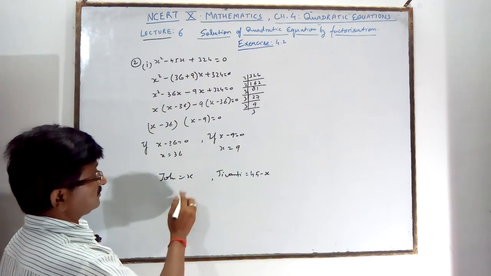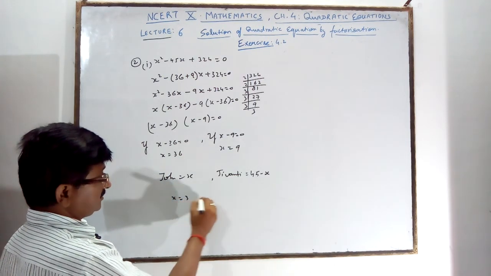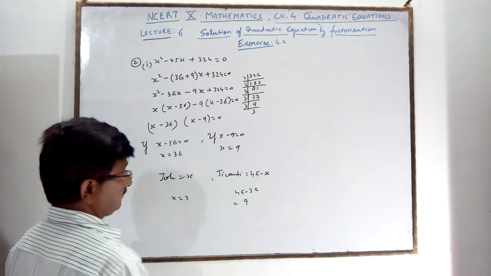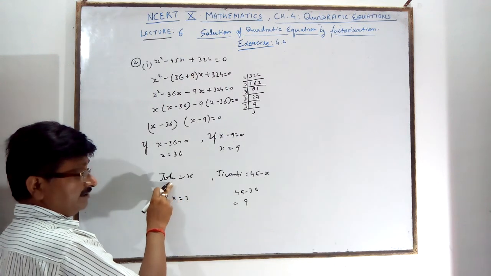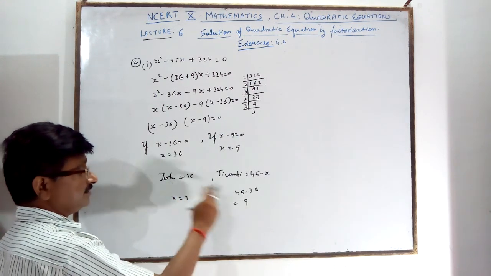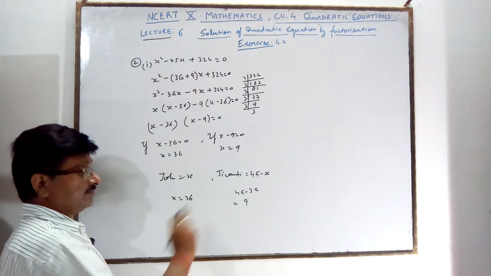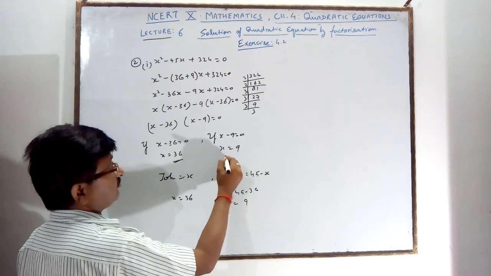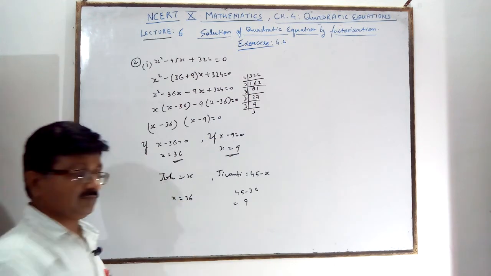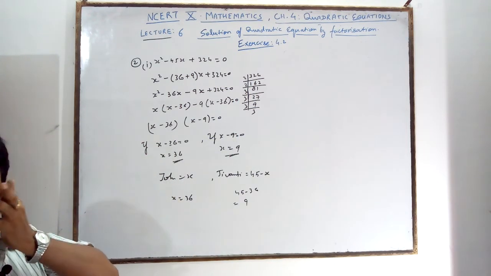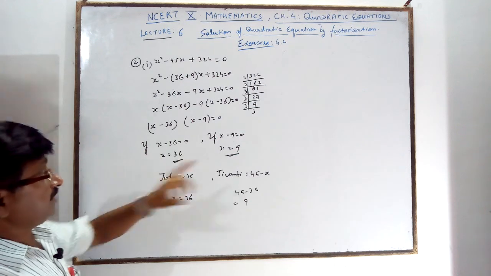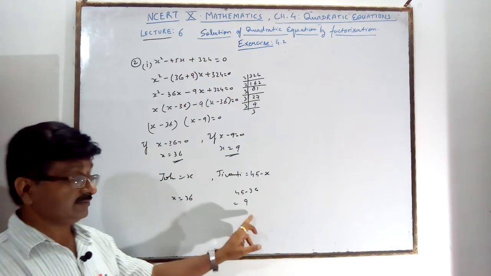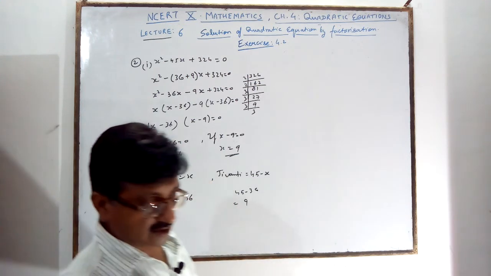x is 36. If x is equal to 36, then 45 minus 36, what will you get? 9. So if John has 36 marbles, then Jayanti will have 9. Or John has 9, because both are x. One you take for John and one for Jayanti. So John will be 9, then Jayanti will be 36, or John will be 36, then Jayanti will be 9. Vice versa, you will get the answer.